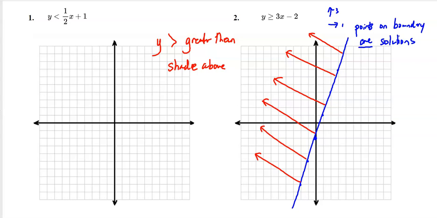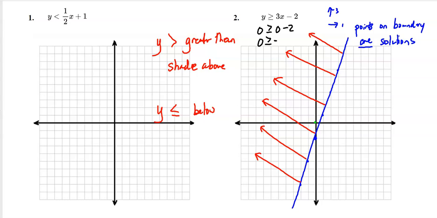By contrast, if you had y as less than, or less than or equal to, either way, then you're going to shade below the line, which would go the other way. It would go down. So I already know this one's above, and we could test it. We could pick our spot 0, 0, and plug it in. 0 greater than or equal to 3 times 0, minus 2.